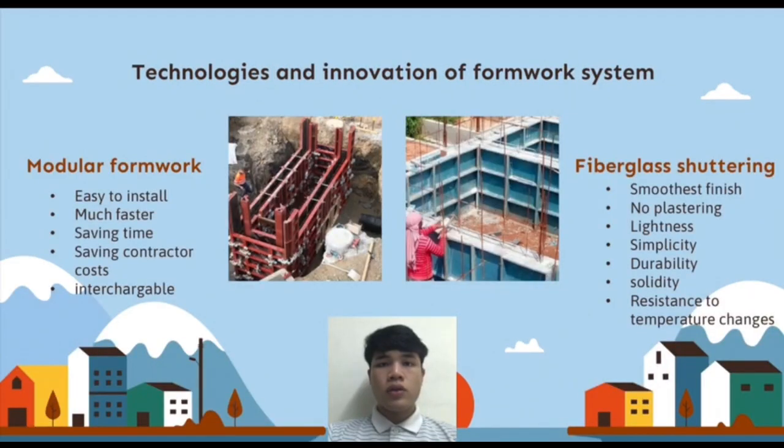Alright, the next one is technologies and innovation of formwork system. Modular formwork. Modular formwork is easy to install, much faster, saving time, saving contractor costs, and interchangeable. While the fiberglass shuttering has smoother finish, no plastering, lightness, simplicity, durability, solidity, resistant to temperature changes. So these 2 types of formwork system can be used to innovate the construction method of formwork in our country.